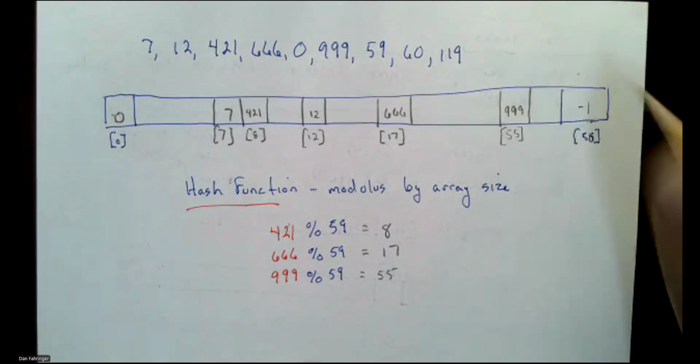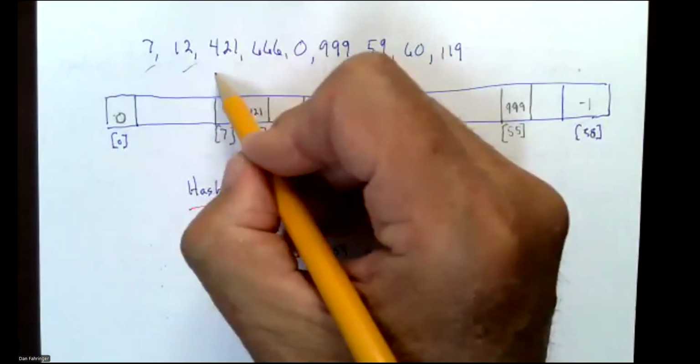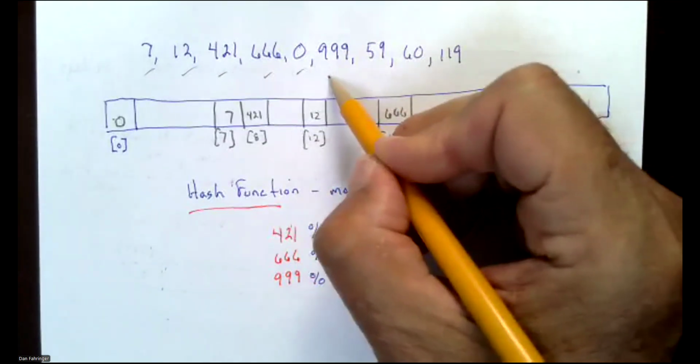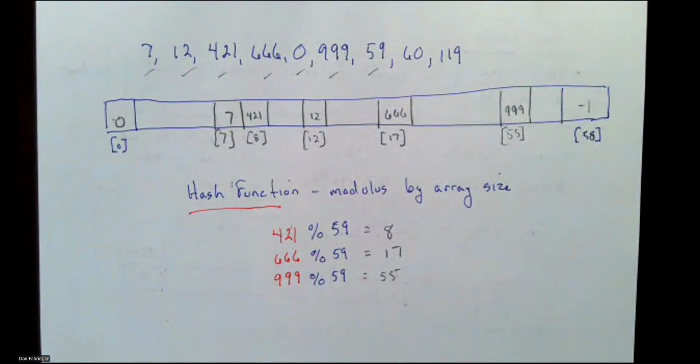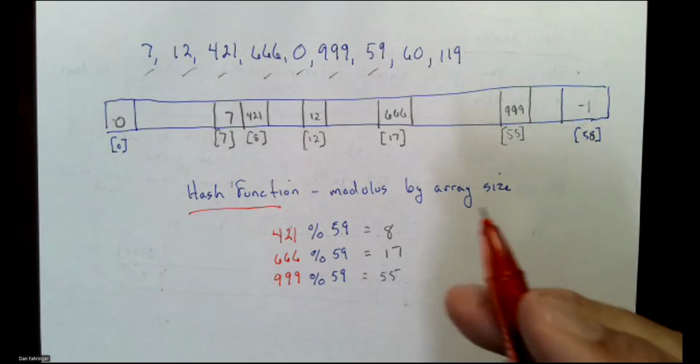999. Nice. My next, we've done 7, 12, 421, 0, 999. Next number is 59. Where would I store 59?